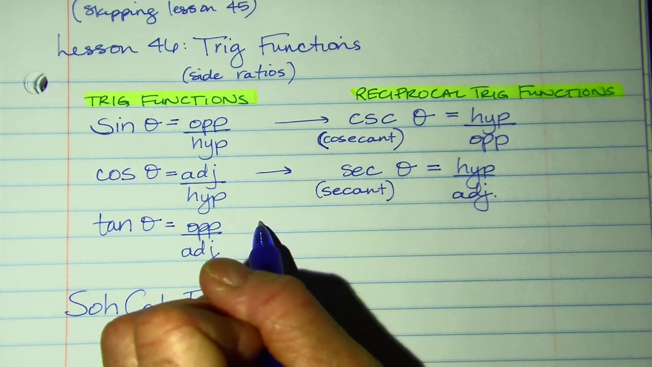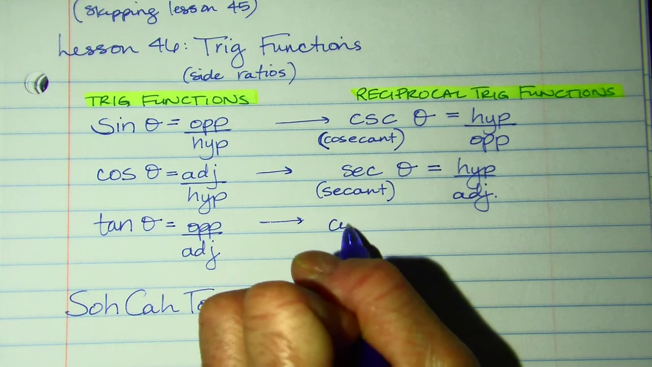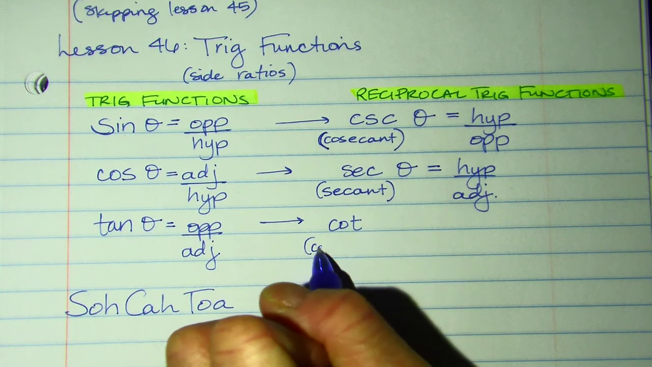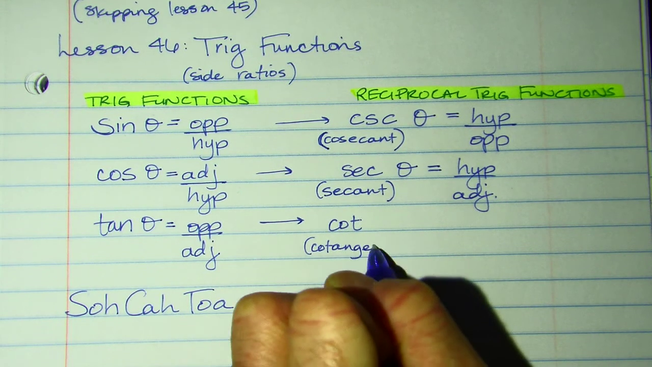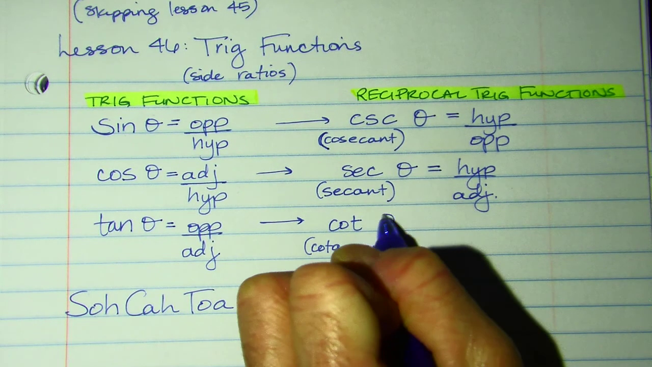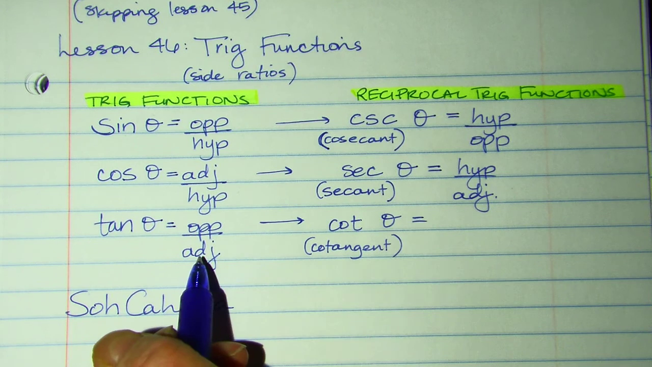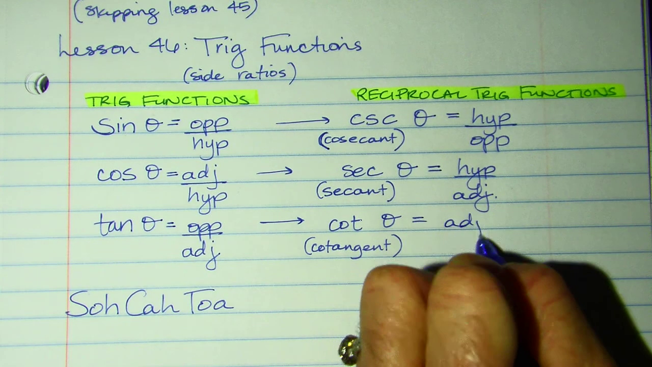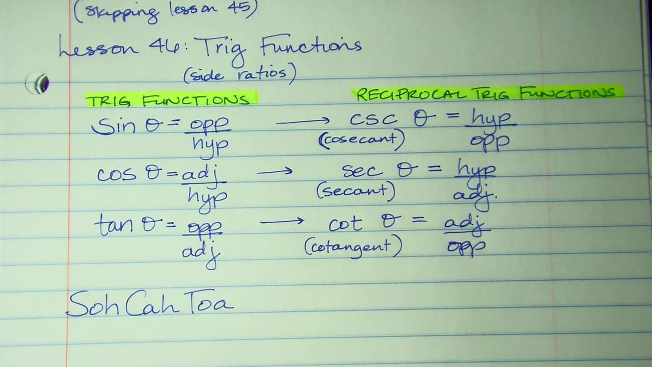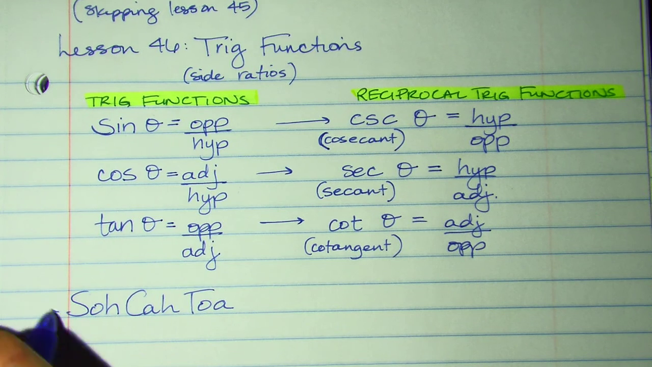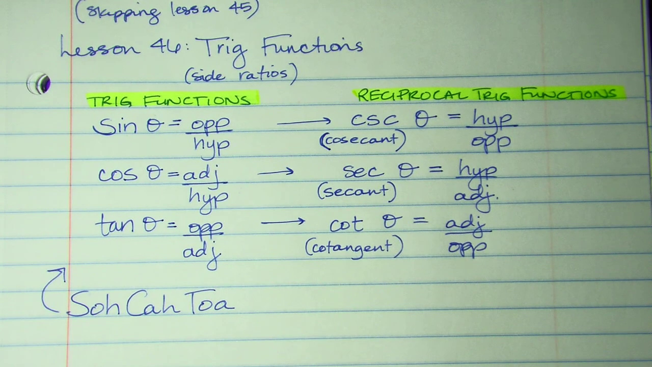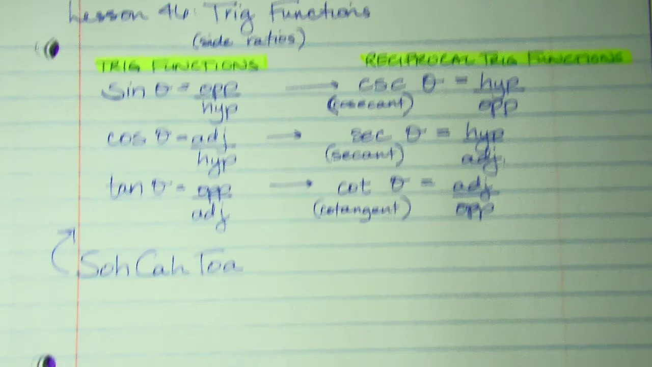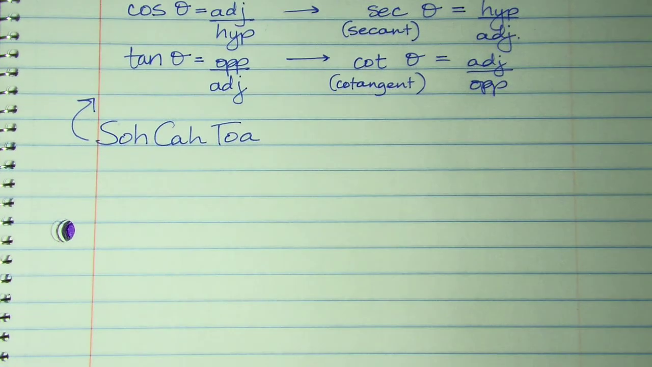Last, and this one makes the most sense, cotangent, but we only write COT. So the cotangent of theta is the reciprocal of tangent, so it's adjacent over opposite. There's not an acronym for this. Just know that it's the reciprocal. So we're going to use both of these. We're going to do some examples.